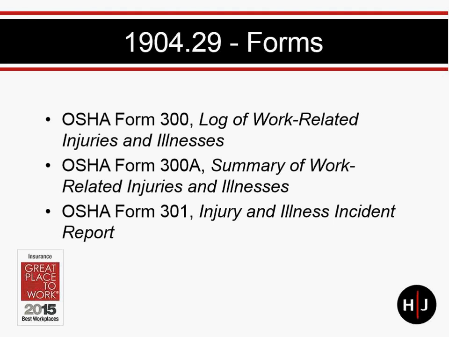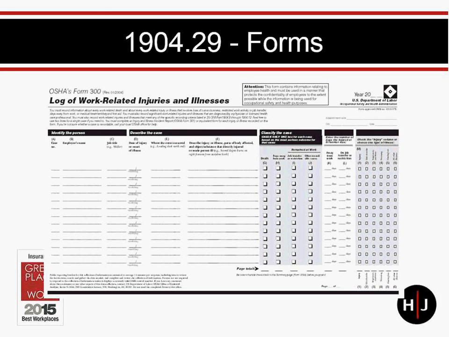Now, the 300 log, the 300A, and the 301 are all available on that website. This is a definition of what they are. This is the OSHA 300 log. Notice you put the employee names on here. Do not post the OSHA 300 log. With the names on there, that is private information.